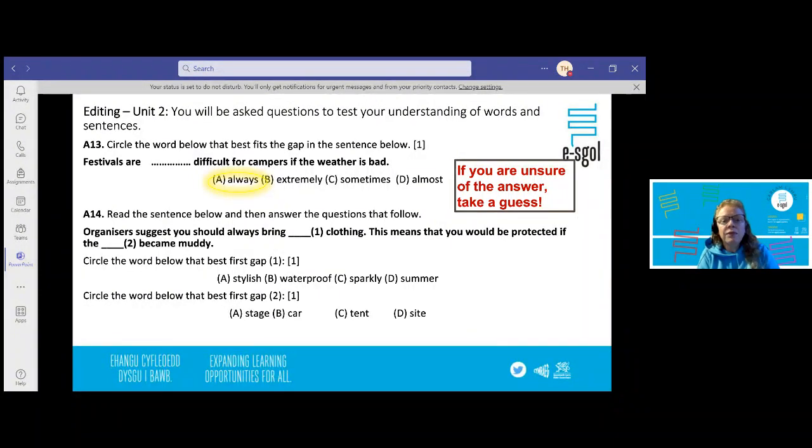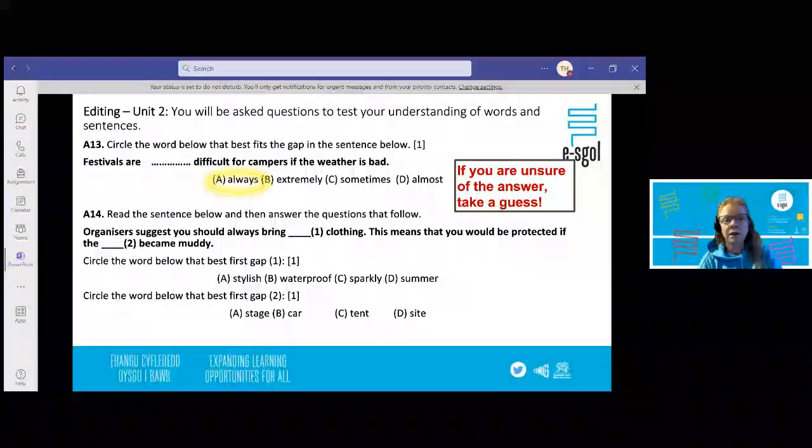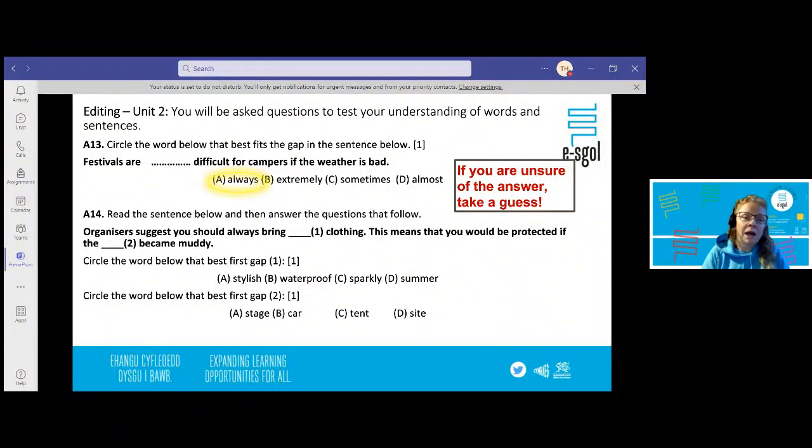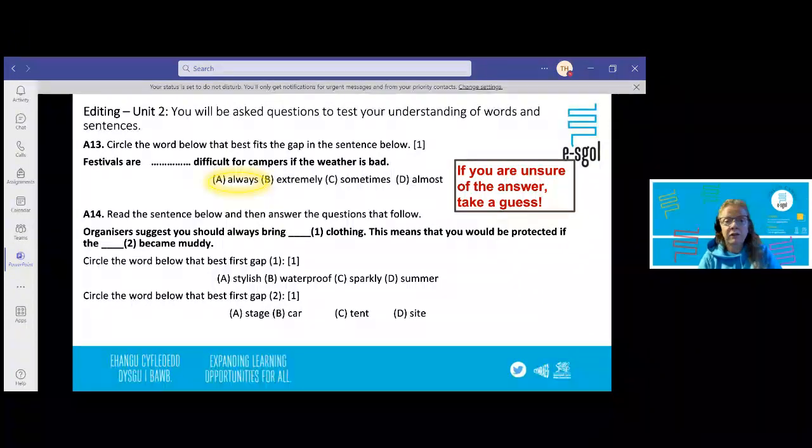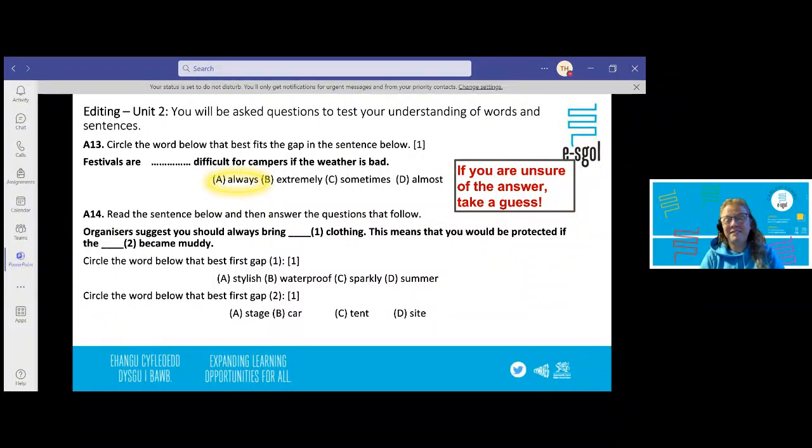And again, this time you've got to make sure that the whole sentence is making sense with the word that you're fitting in. So organisers suggest that you should always bring stylish clothing. I know that's not going to fit in. Waterproof clothing, probably if they're talking about bad weather. Sparkly clothing, well, do you know what? You need sparkly clothing in a festival, but not if it's wet and raining.